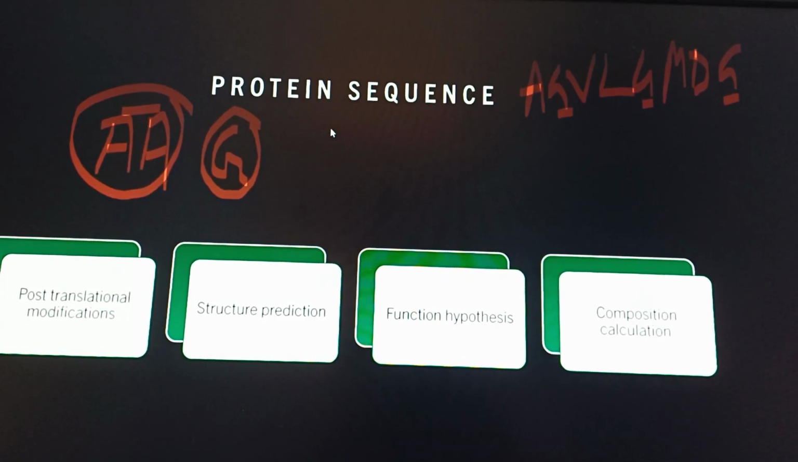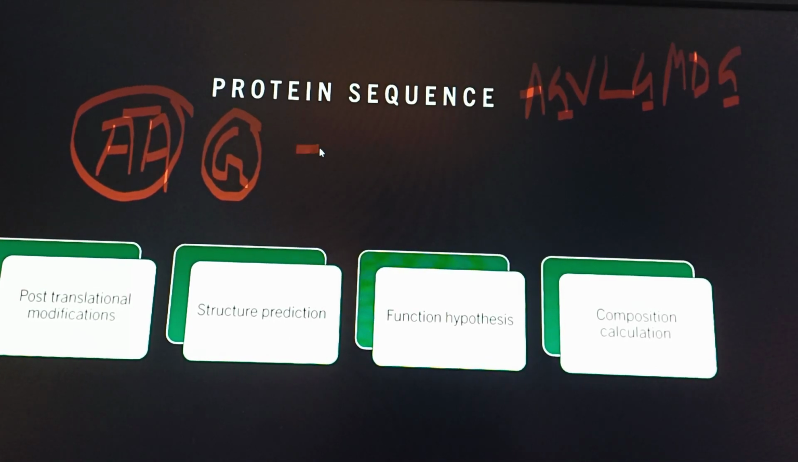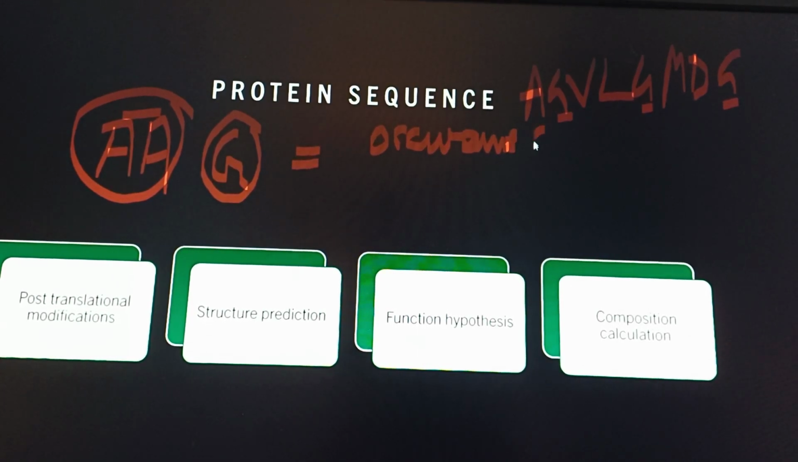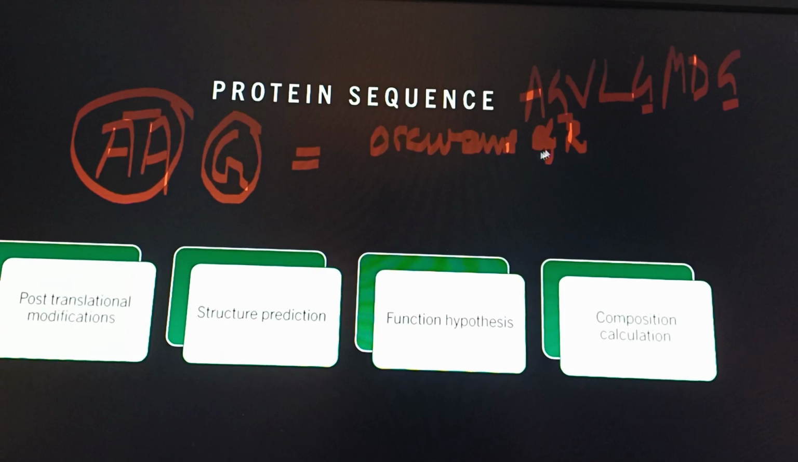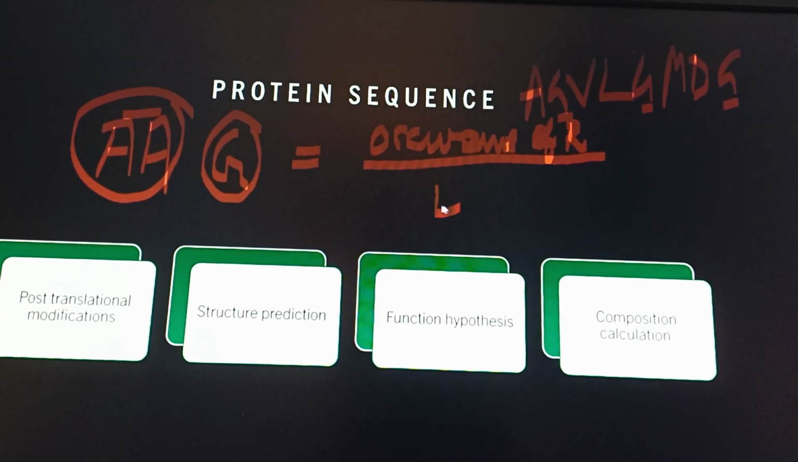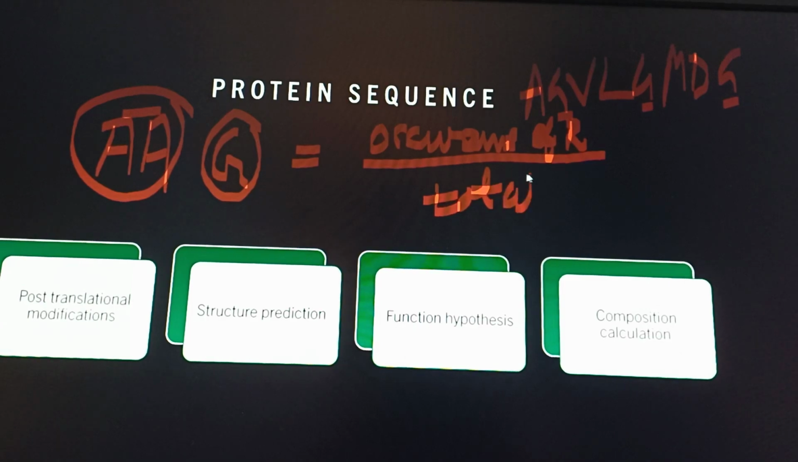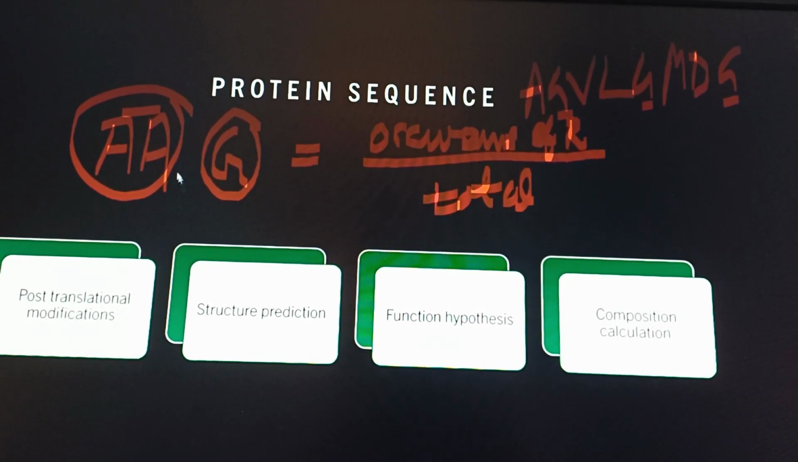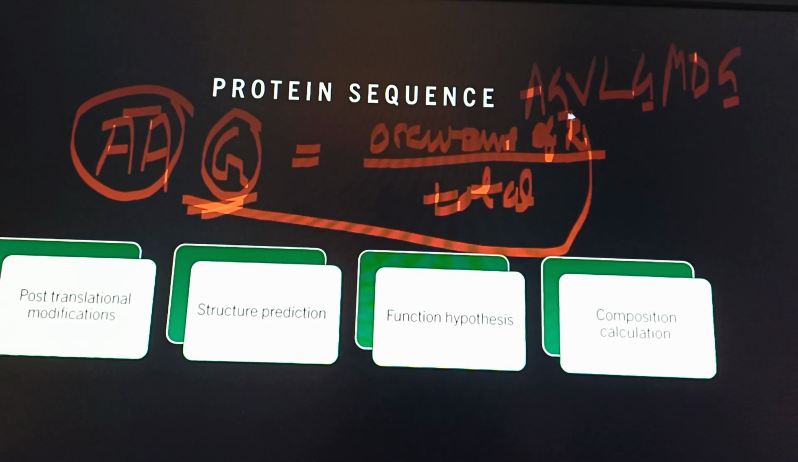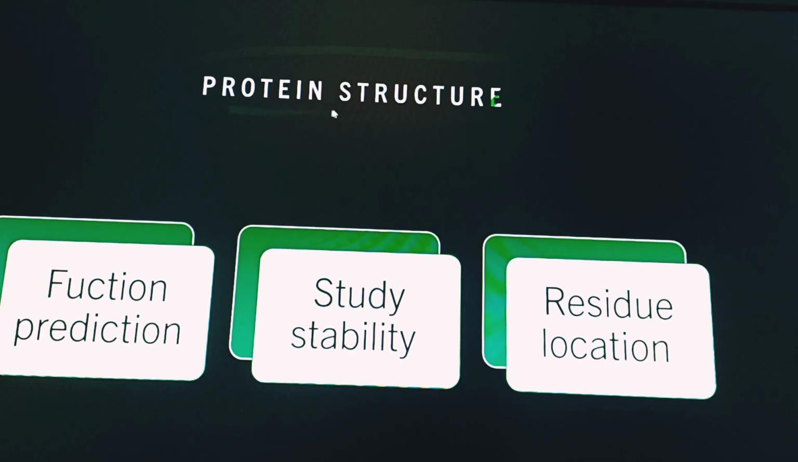So what we can do, we can calculate that composition just by putting a very easy formula, that is the occurrence of that residue that we want to calculate the composition for upon the total number. So this particular formula can give us the composition of that particular residue. Moving forward, we'll discuss this composition formula in depth.